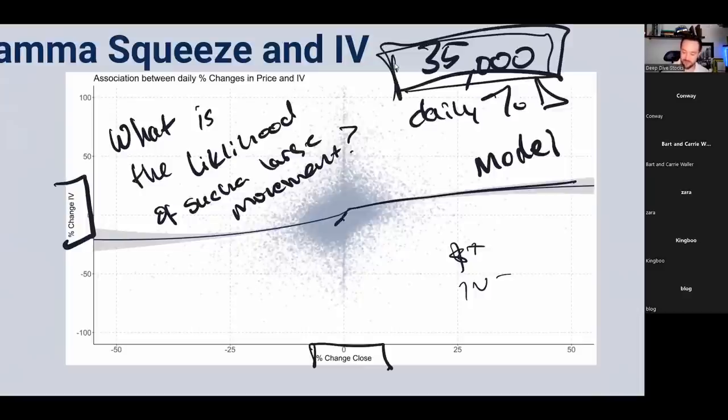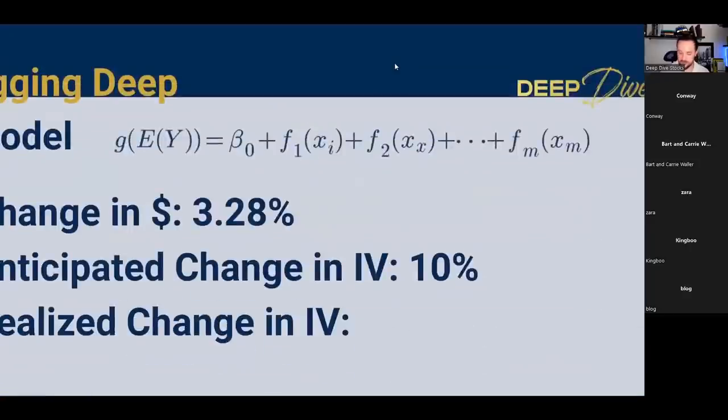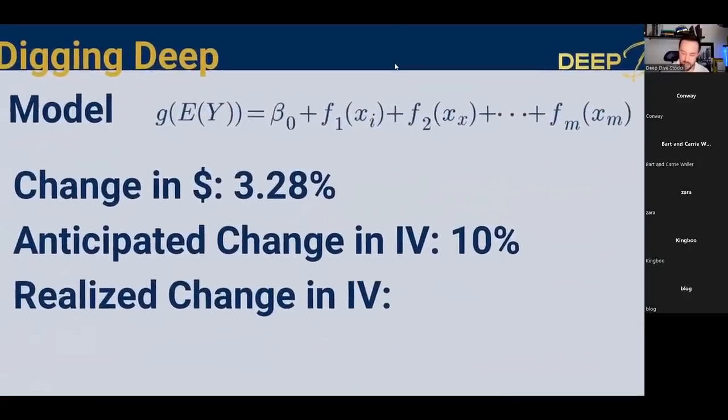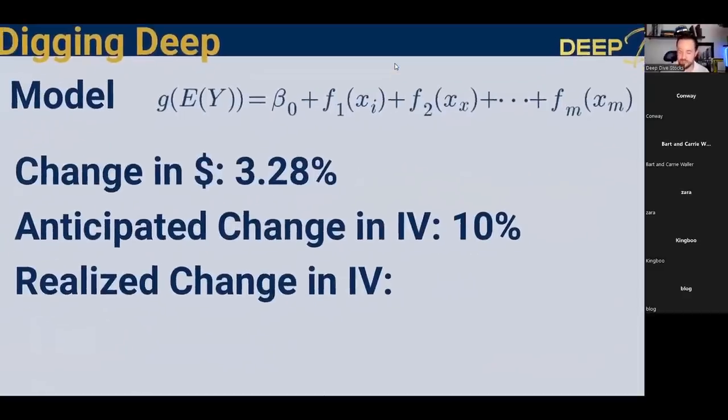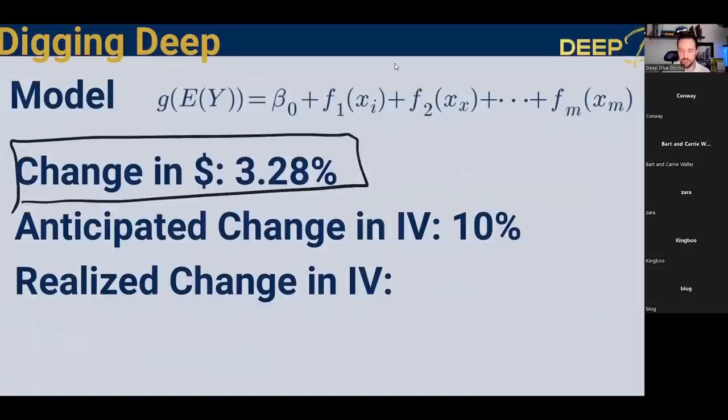So looking at the data points, it does say IV up, spot up is reasonable. But let's model it. I used a simple additive, smooth mean model, nothing fancy. It looks at all the data and gives out a pretty standard line, similar to the one in the graph. I gave it the percent change in the price of those 2 days, 3.28%, and it spit out an anticipated IV increase of 10%. So we know the model is capturing the entire data set that I fed into it.